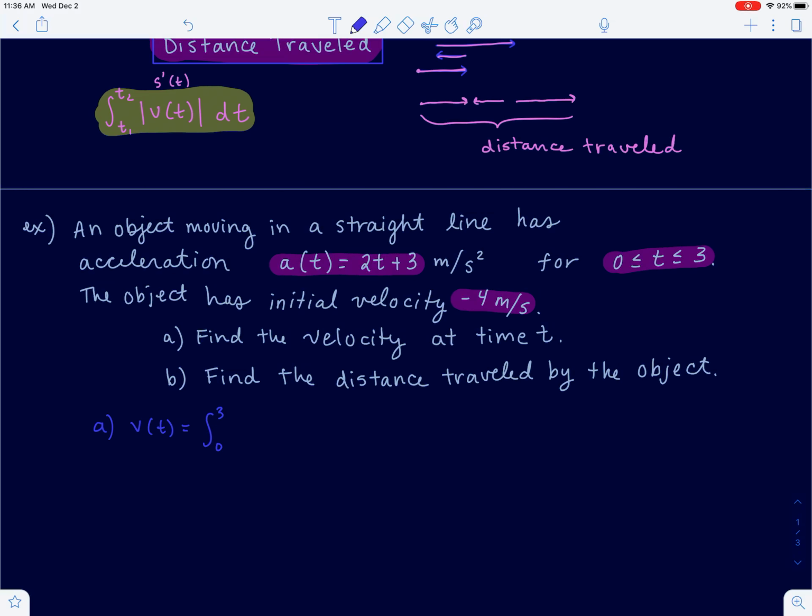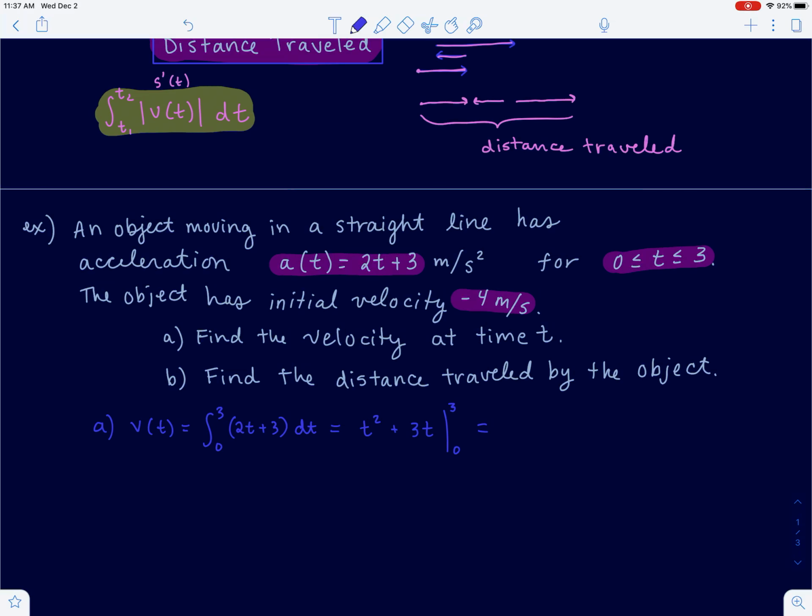And then we're going to put A of t in here. So the integral of 2t plus 3 dt, that's going to give us our velocity. The integral of 2t will be 2t squared divided by 2, so just t squared, plus 3t. We don't need a constant of integration because we have specific values to plug in.